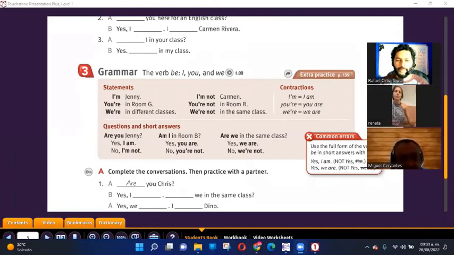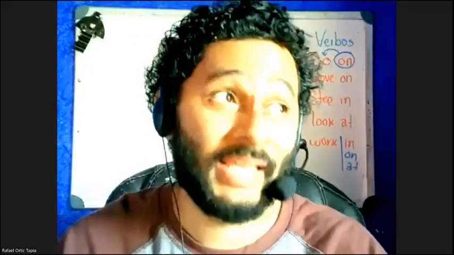Ready. Okay. So yeah, the verb to be. You already know this verb, I guess, but I need to tell you something about this. The verb to be has many forms. I mean, it has a form in present, in past, in future, in any kind of tense. But the first one we need to know is the present.